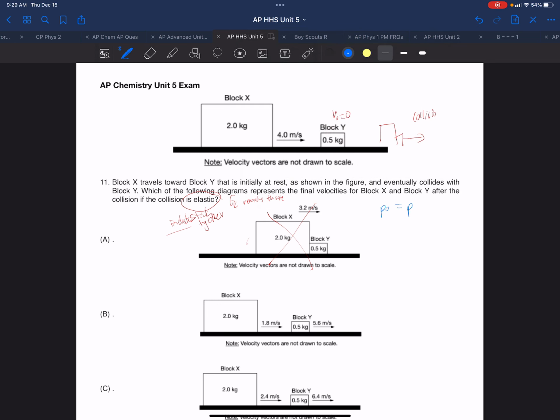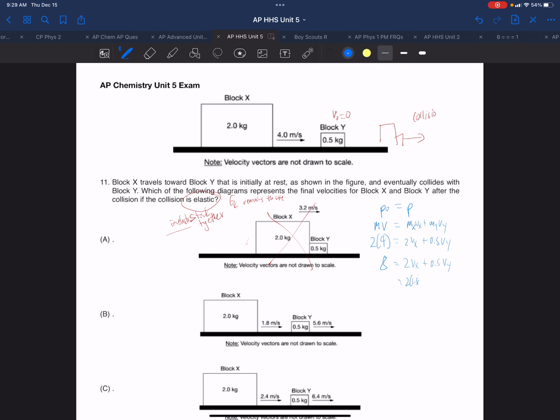So we have P0 equals P, and we have MV, and then we have M2V2, plus, we should call that MX, MXVX plus MYVY. And so this was 2 times 4, and MX is 2, and we don't know VX, and MY is 0.5 times VY. So somehow 2VX plus 0.5 VY must add up to 8. So we could test those.